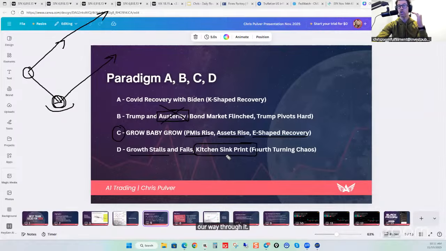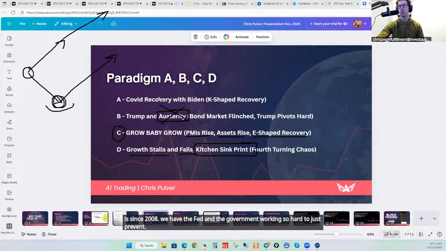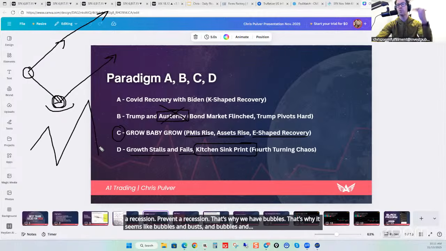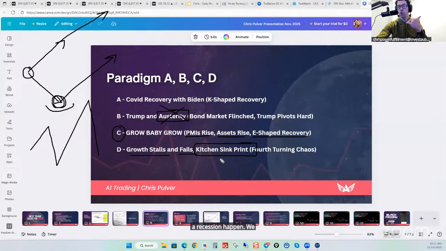And what is stupid is since 2008, we have the Fed and the government working so hard to just prevent a recession. That's why we have bubbles. That's why it seems like bubbles and busts and bubbles and busts, and volatility is insane, because we don't just let a recession happen. We are manufacturing recoveries and forcing our way through things. We are just keeping the plane floating.